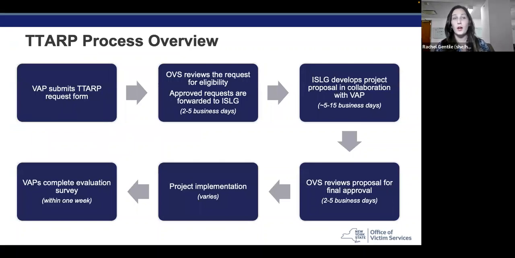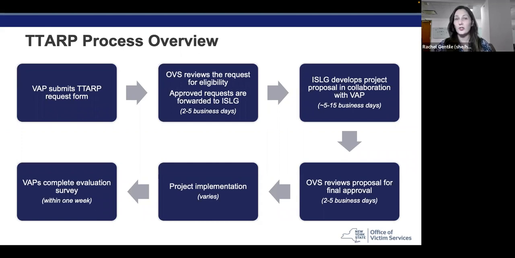And a really brief overview of the process of TARP. So a VAP program director or executive director realizes that there's a problem or an opportunity to grow in their program. They submit a TARP request form via SurveyMonkey. They look at the catalog of services, they write down what they need. This goes directly to OVS. OVS will review the request for eligibility. So, is it a funded program? Is the person a program director, executive director, and is the request complete? We get a lot of incomplete requests. Make sure if you're submitting a request, you do click that done button. That's how it will come over to us.